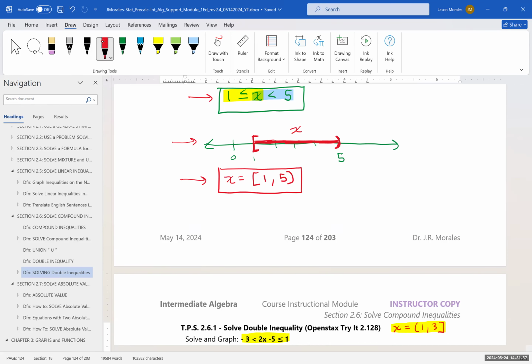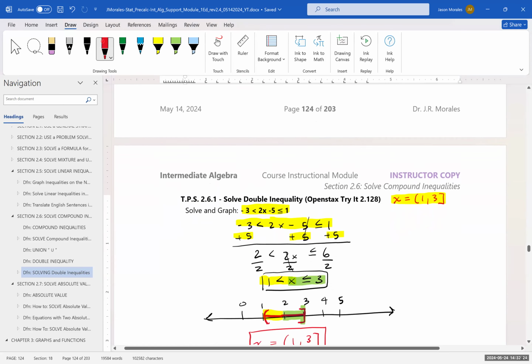Okay, so down below here, I've got a think pair share. The solution is off to the right with that interval from 1 to 3. So go ahead and pause the video and try and figure it out. And when you resume, I'll show the rest of my solution. Go ahead and pause. Okay, we're back.